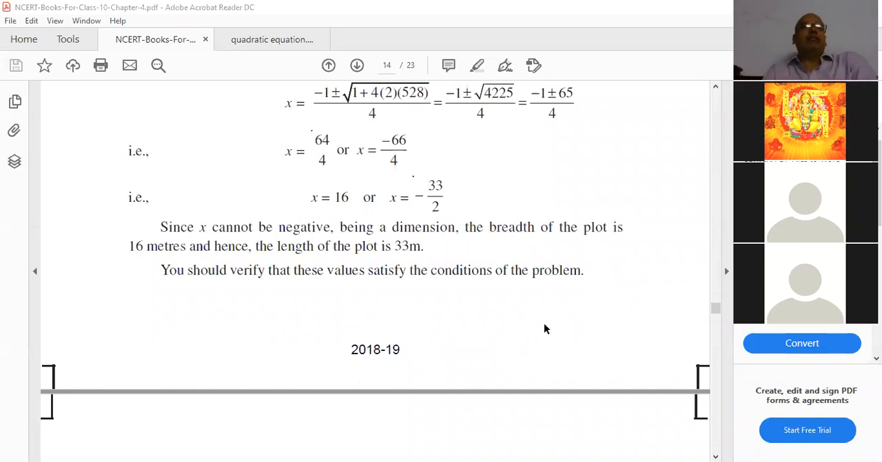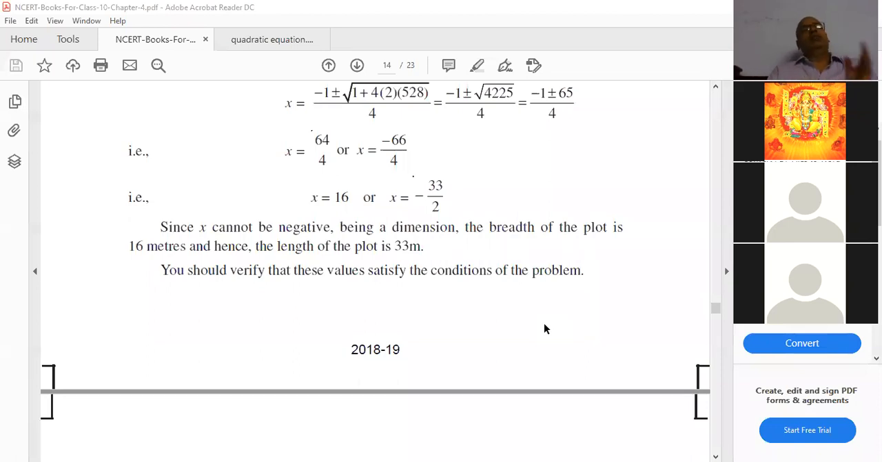Now tell the three conditions. If b square minus 4ac equal to 0, what can you say? Two equal real roots. Good. Next condition. If b square minus 4ac is greater than 0, two distinct real roots. Good. Third condition. If b square minus 4ac is less than 0, non-real roots. So real roots do not exist.